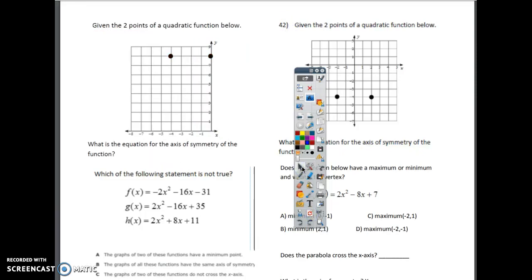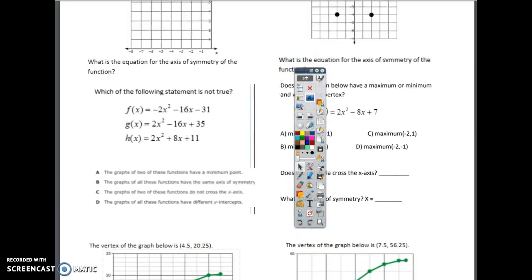For this problem right here, which of the following statements is not true? We're going to have to put all of these in y equals, all of them. y1, y2, y3, and you're going to hit trace. And you're going to look at the answer choices and see which one is not true. So just go through those answers and check.